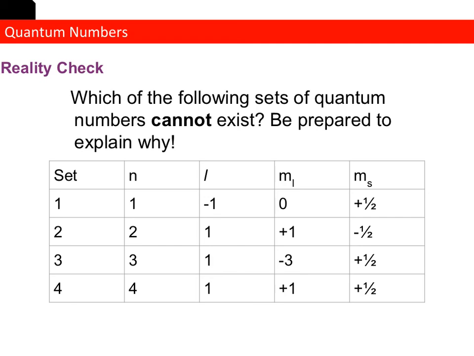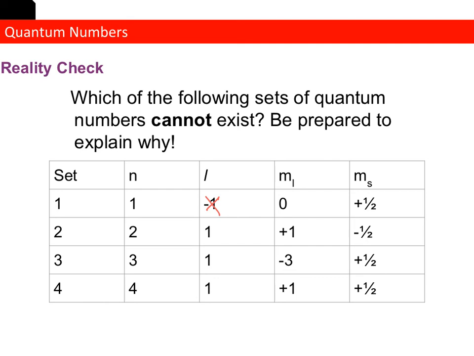Now let's take a look at the first set. Now in the first energy level, there's only one possible subshell, and that's an S subshell. And S subshells are only designated with the 0. So this is not possible. You cannot have an L value of -1. In fact, L values can only be 0, +1, +2, or +3.